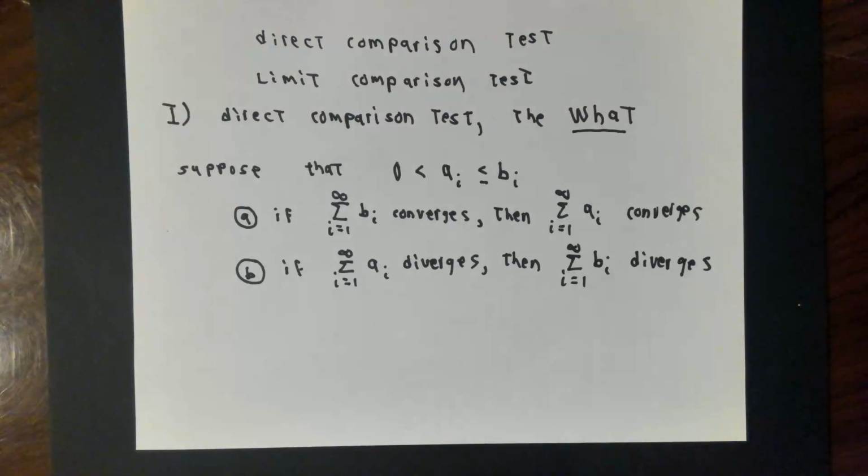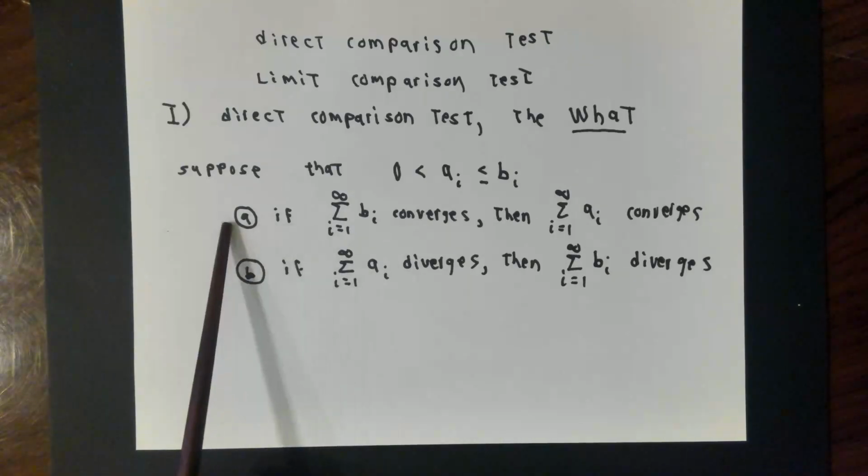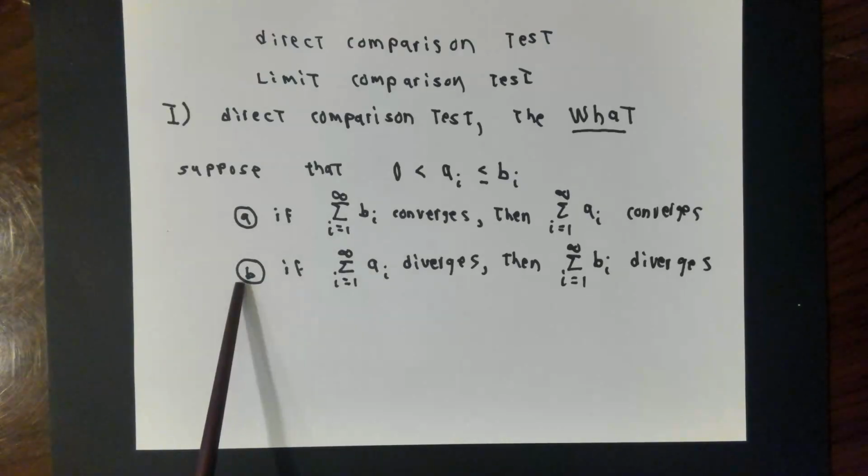Just like before, it's very important to understand that when we say stuff like this, we say what we mean exactly, but not anything else. We have no sentence here that starts off with, if the sum of the a_i converges, then something happens. We know this statement, we know that statement, but the direct comparison test doesn't say anything else.